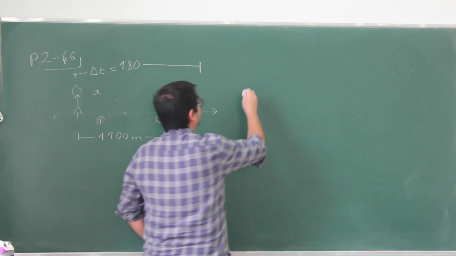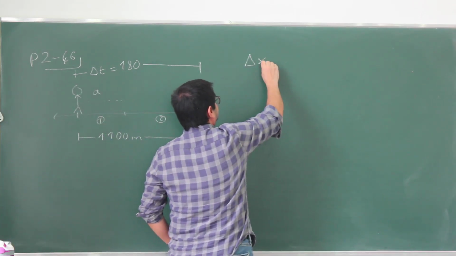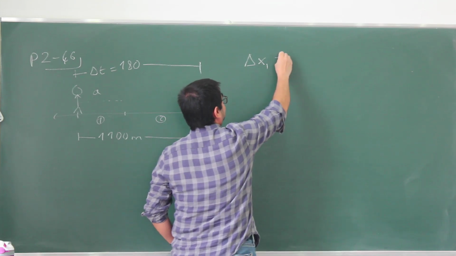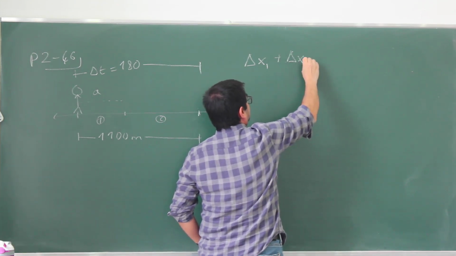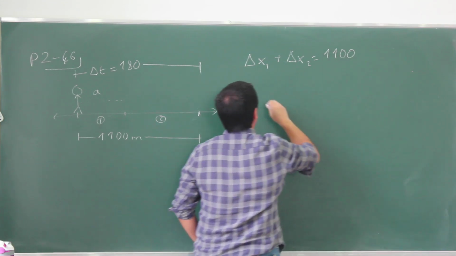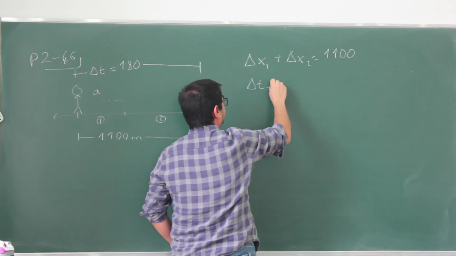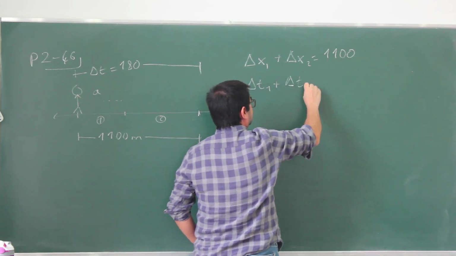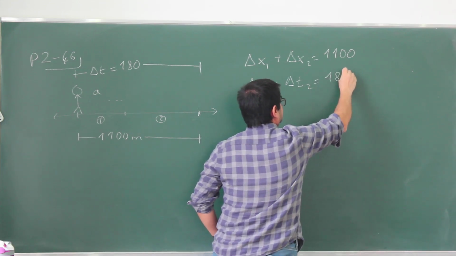So what I want is my delta x1, this is my displacement in the first phase, plus delta x2 is 1100 meters. And delta t1 plus delta t2 is 180 seconds.